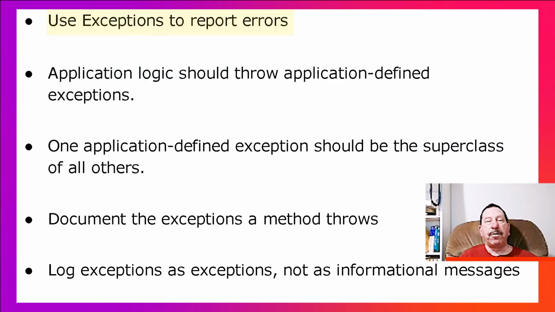second argument. To sum up, I have told you 5 things you should do to have good error handling in Java applications. Use exceptions to report errors. Application logic should throw application-defined exceptions. One application-defined exception should be the superclass of all others. Document the exceptions a method throws. Log exceptions as exceptions, not as informational messages. Hope you found this helpful.